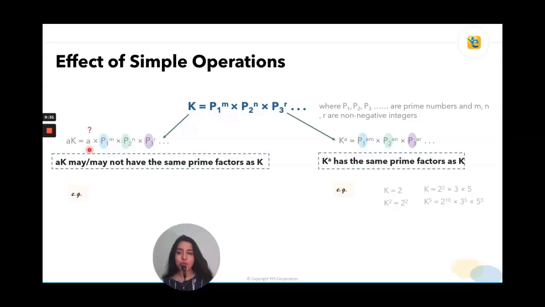Let's see this using two examples. In the first example, you see k is 2 and I took 2k. So my a here is 2. That did not change the prime factors I had. It's still the same. But if k is this with prime factors 2, 3 and 5, and then I multiply a 7 to it, I'm giving it a new prime factor, 7. So in this case, they have different prime factors. So everything depends on the number that you multiply. While here we were sure that the prime factors are not going to change.